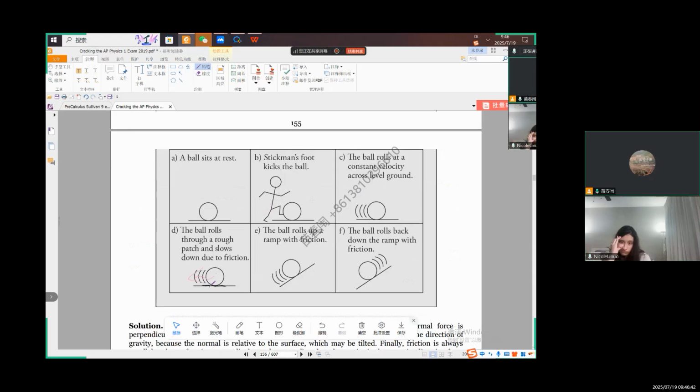How about E? It's the same, except the normal force is on the surface, perpendicular to the ground. Because I remember you said that. Yeah, perpendicular to the surface, right? And then if it's rolling up with friction, then friction is pushing it down. And then the friction force is in the opposite direction. But the normal force is still here, right? And this one is still probably Fg, right? Yes.